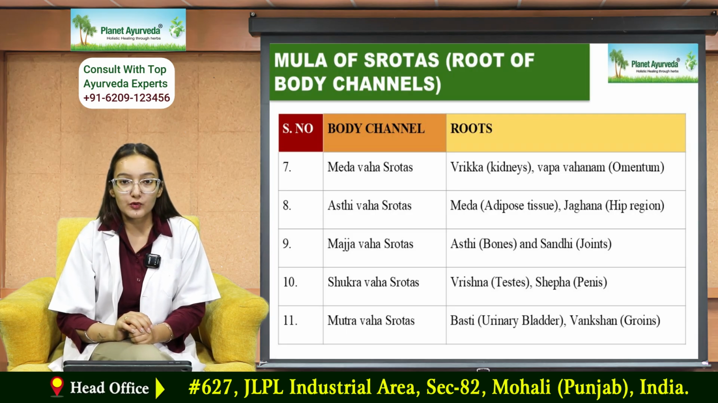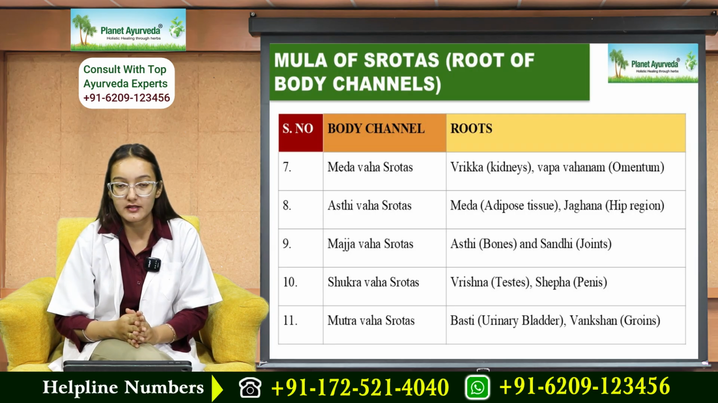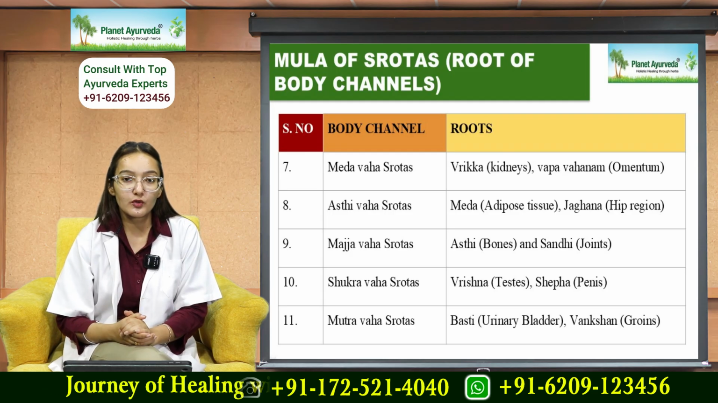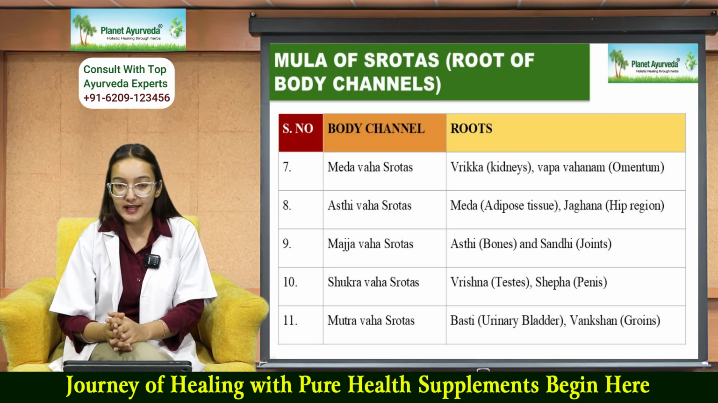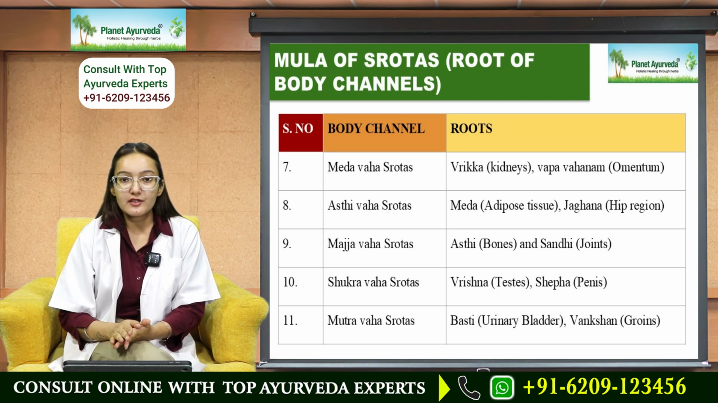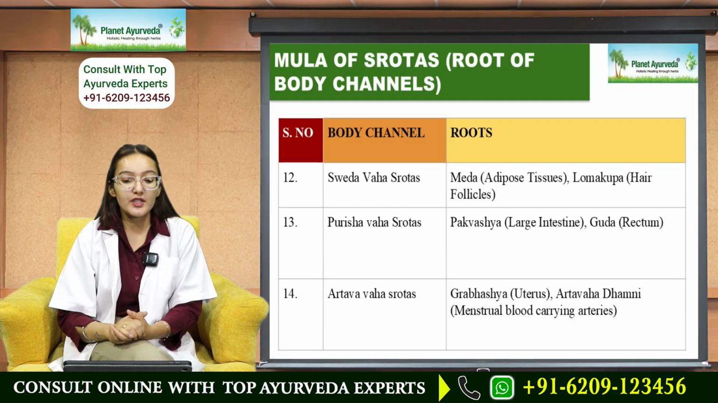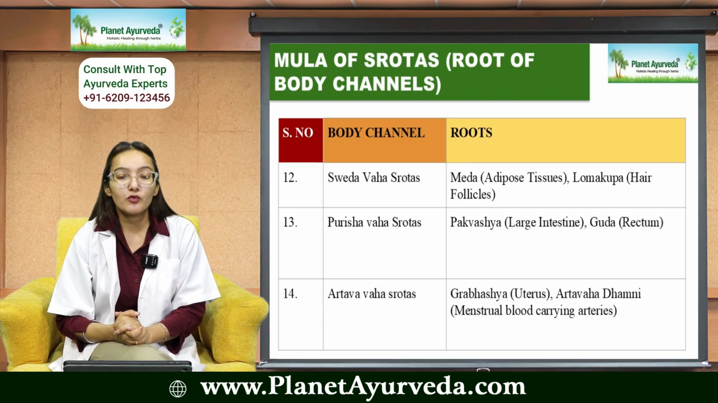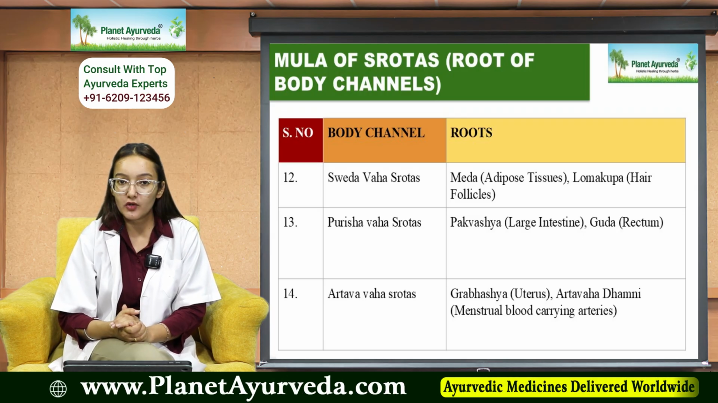Then comes the Majjavaha Srotasa. Majjavaha Srotasa originate from bones and joints. Okay. Then comes the Shukravaha Srotasa. Shukravaha Srotasa originate from Vrishna and Shef, which means testes and penis. Then comes the Mutravaha Srotasa. They originate from the Basti, which means urinary bladder, and the groin region. Then comes the Swedvaha Srotasa. Swedvaha Srotasa originate from meth, which means adipose tissue, as well as lomkupa, which means hair follicles.